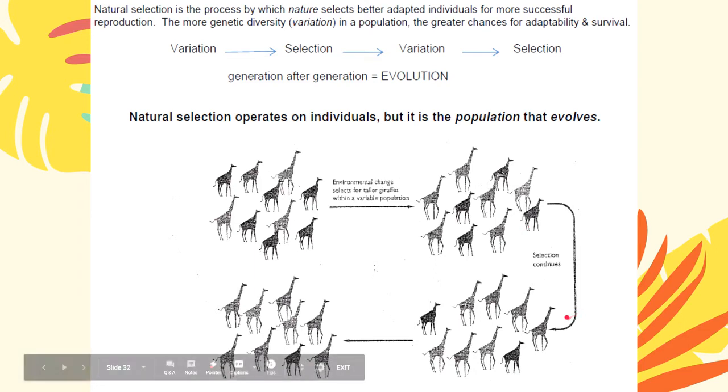If that selection continues, we still have tall trees that cannot be reached by the short-necked giraffes. Then only those long-necked giraffes can survive and reproduce. If this keeps on happening for successive generations over a span of hundreds and thousands of years, we will see that eventually the trait for short necks will disappear from the gene pool of the population. No one is carrying the gene anymore for short necks. If that keeps on happening, then you have a pure long-necked group of giraffe.